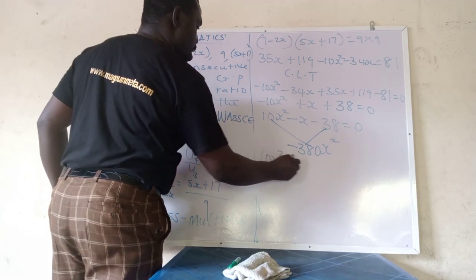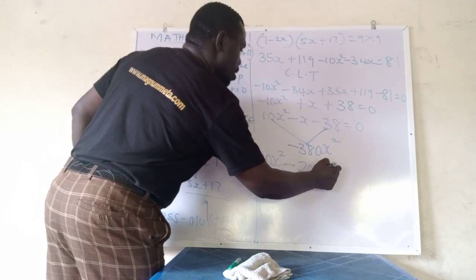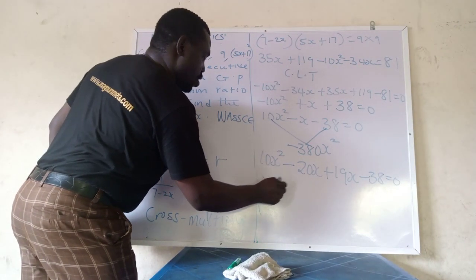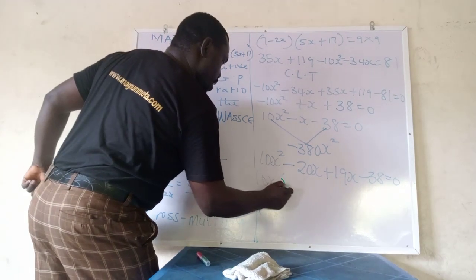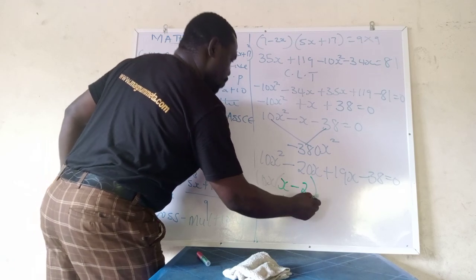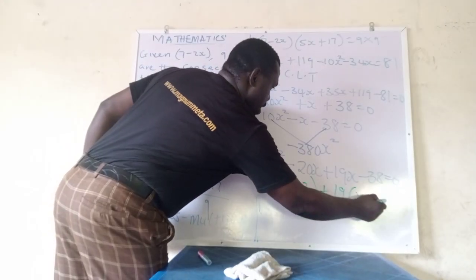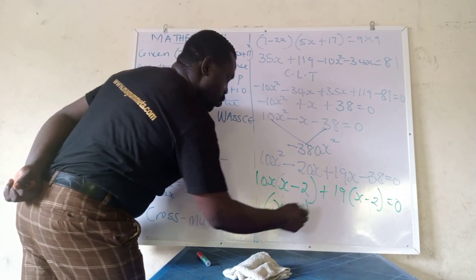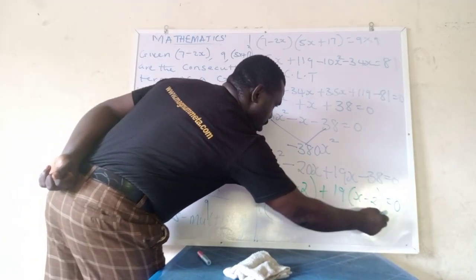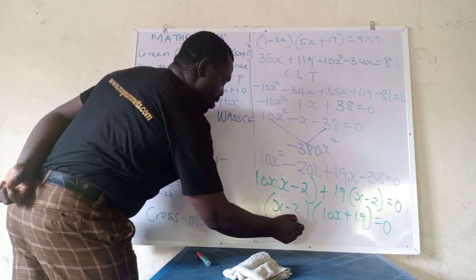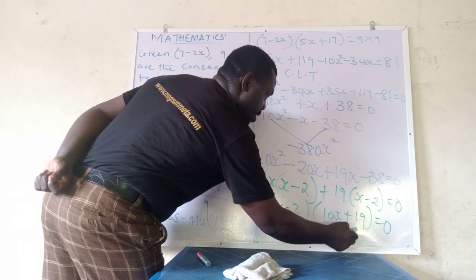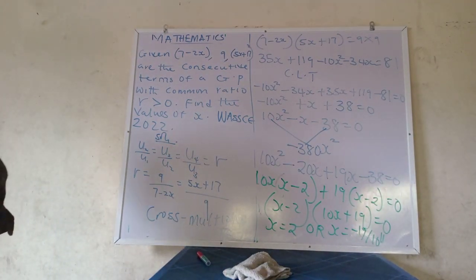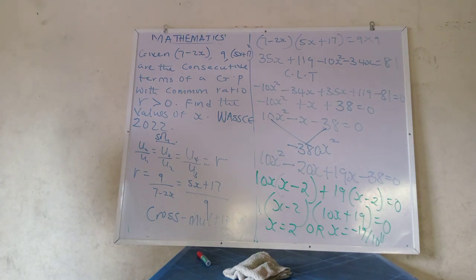So we have 10x squared minus 20x plus 19x minus 38 equals 0. 10x is common, so we have 10x(x - 2) plus 19(x - 2). So that we have x minus 2 and 10x plus 19 equals 0. Therefore, our x is 2, or our x is minus 19 over 10. So we're told to find the values of x. So that's a classic question.